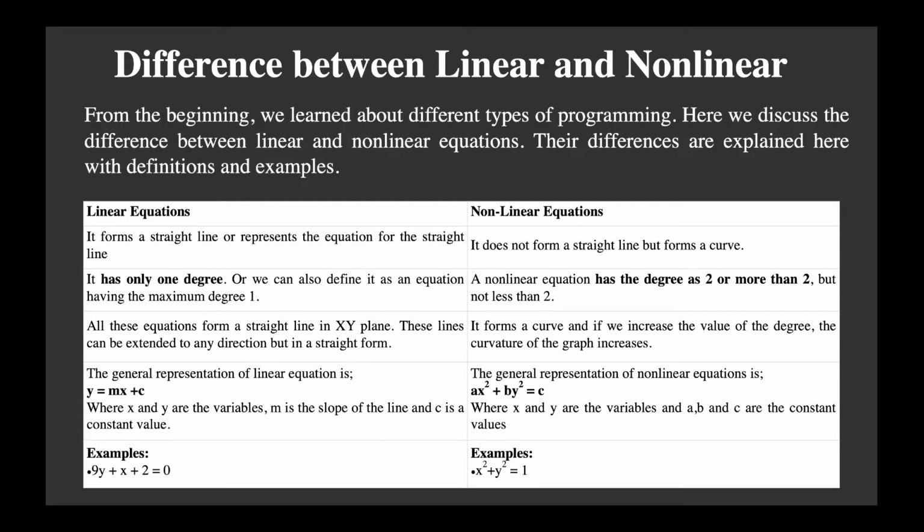Linear equations form a straight line in the xy-plane. These lines can be extended in any direction but in a straight form. But nonlinear forms a curve, and if we increase the value of the degree, the curvature of the graph increases. The general representation of a linear equation is y equals mx plus c, where x and y are the variables, m is the slope of the line and c is a constant value. The general representation of nonlinear equations is ax squared plus by squared equals c, where x and y are the variables and a, b and c are constant values.